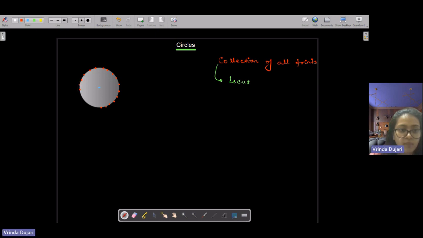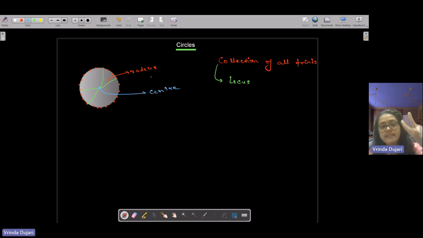take any point on the boundary of this circle. All these points are at the same distance from the center, right? We all know this. So a circle is a locus of all the points which are equidistant from a fixed point. And this distance is called the radius, right? And this fixed point, this blue colored fixed point, is called the center of the circle.